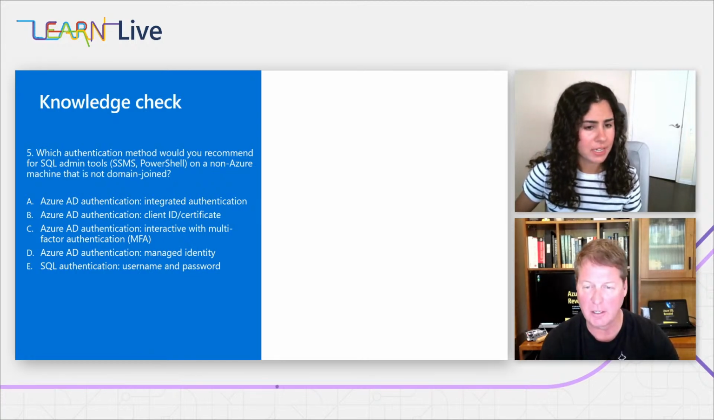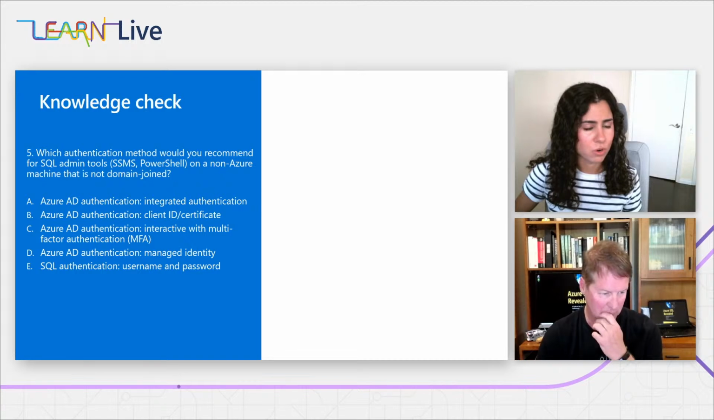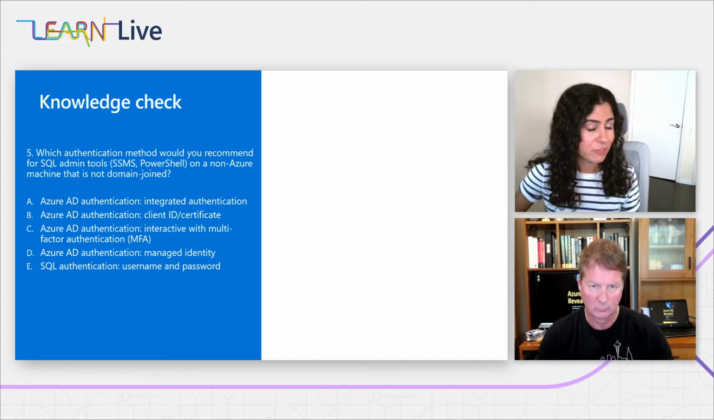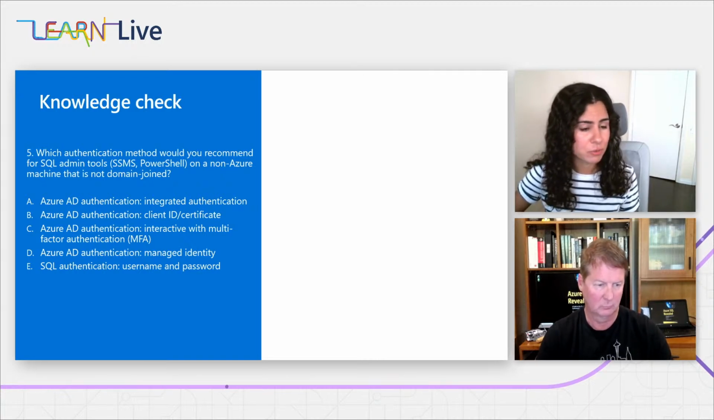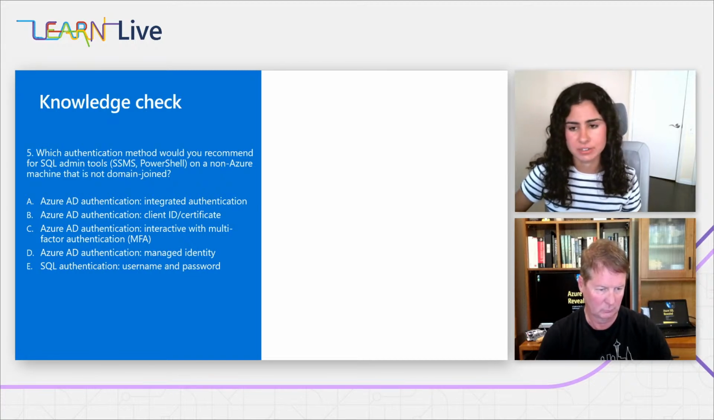So go ahead. Are you starting to get some answers there? Yeah, it looks like we've got a few answers coming in. Would love to see a few more answers from YouTube or Twitch or even Learn. So keep your answers in. But it looks like option C is winning. A few people have said E, which is SQL Auth, and a few people, maybe 1 or 2 people each, are saying Azure AD Auth using integrated or client ID or certificate.